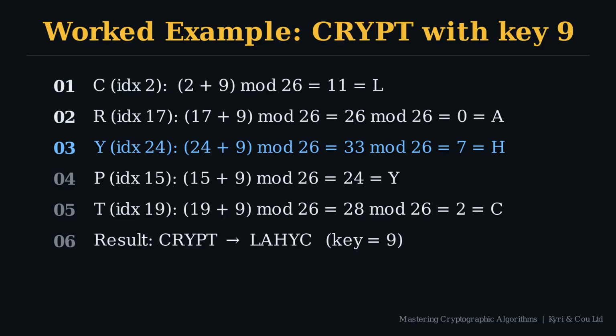Y is at index 24. 24 plus 9 is 33. 33 modulo 26 is 7, and index 7 is H, another wrap. P is index 15. 15 plus 9 equals 24, comfortably inside the alphabet. Index 24 is Y, no wrap needed here. And finally T at index 19. 19 plus 9 is 28. 28 modulo 26 is 2, and index 2 is C. Applying the formula letter by letter, CRYPT becomes LAHYC with key 9. 2 letters shifted cleanly, 3 wrapped around the end of the alphabet, and the modulus handled every case with the same single expression.